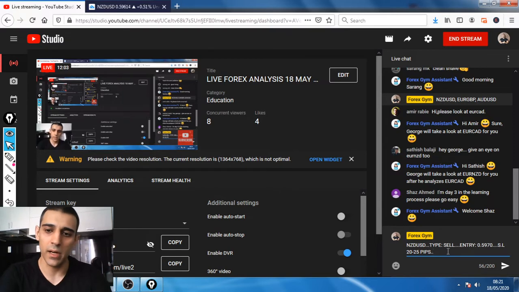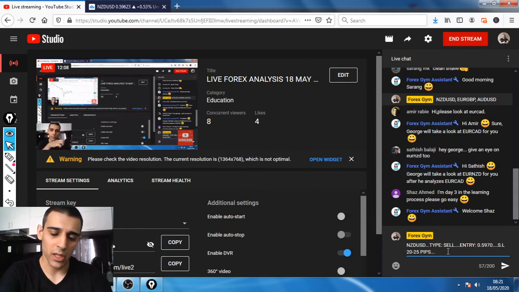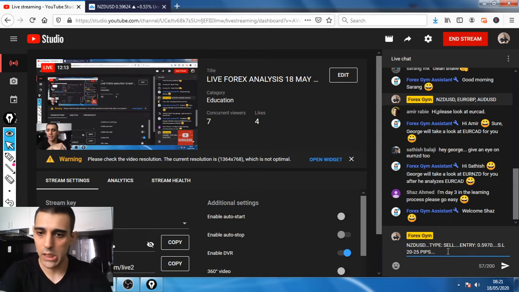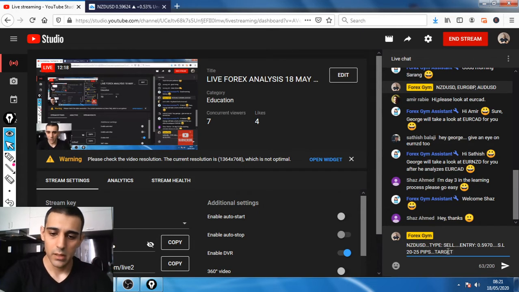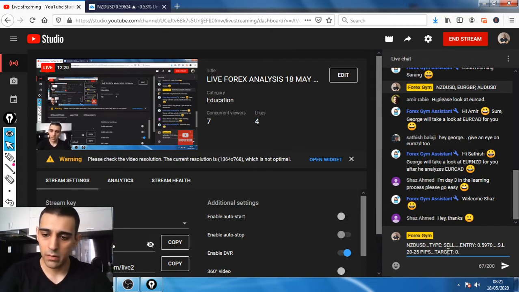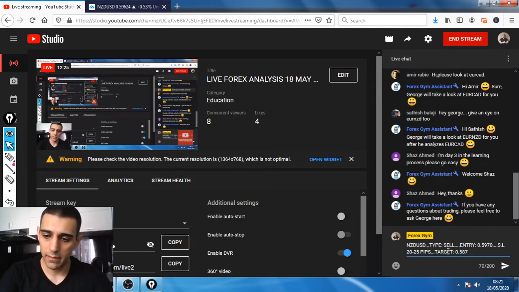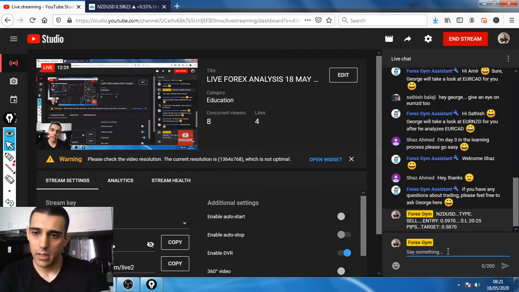If it's going to get to the target, then we're still going to work. Our risk reward is going to work out 1 to 3, which is pretty good. So I might actually give it 30. Let's see how it's going to come up. So 25 pips. The target's going to be at 0.50. 58.70 was 58.70.